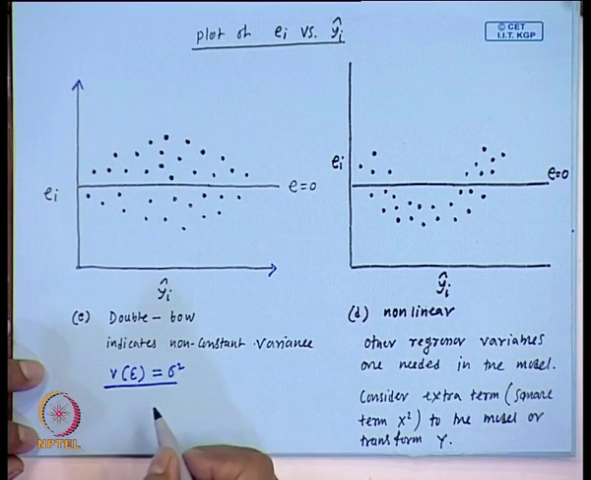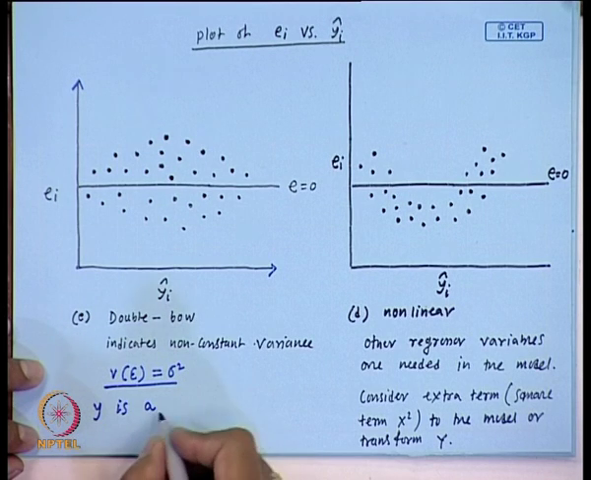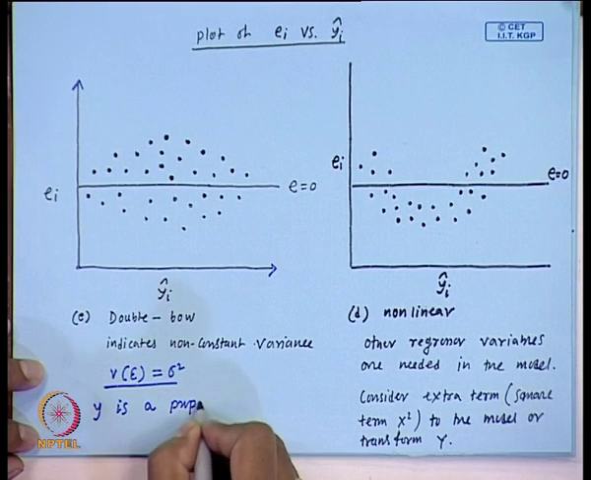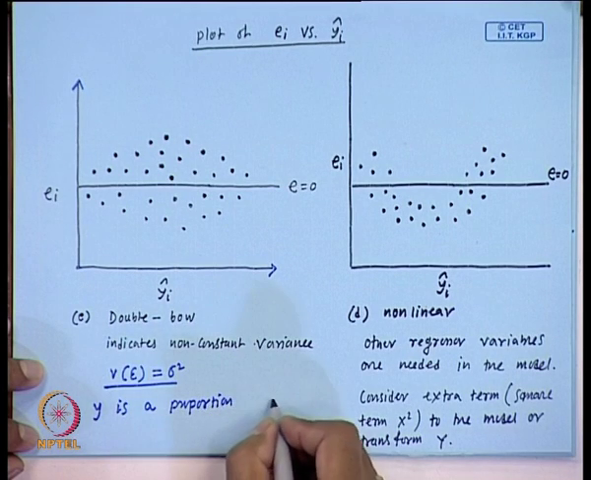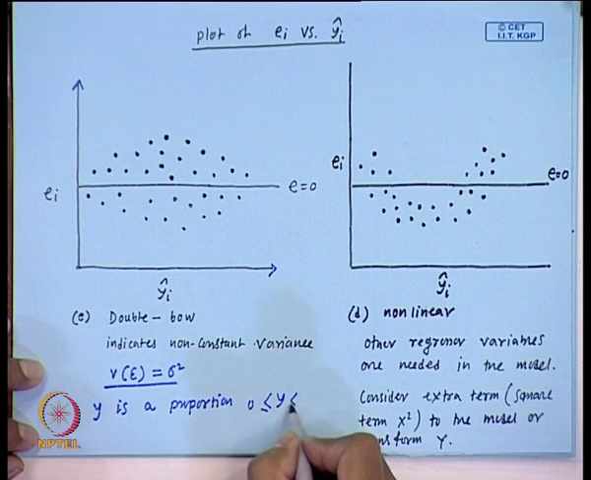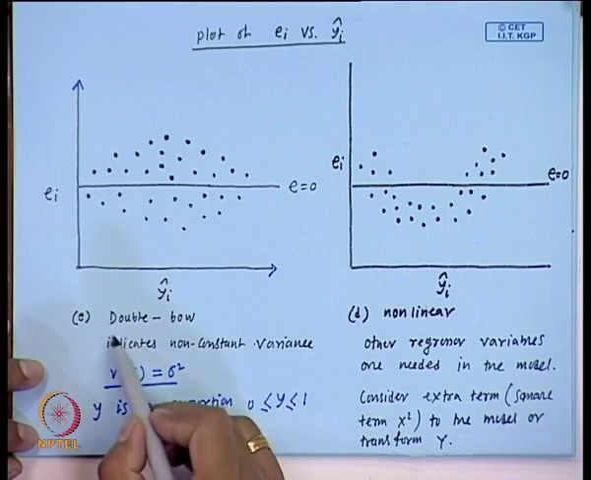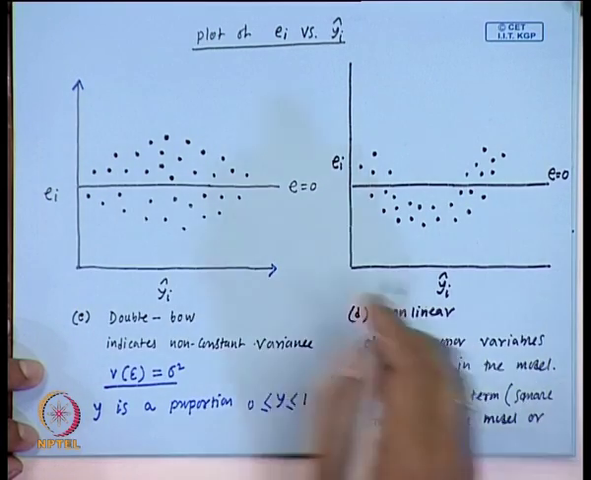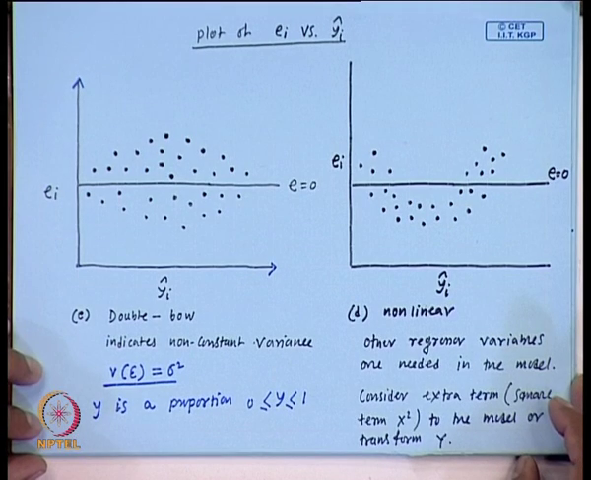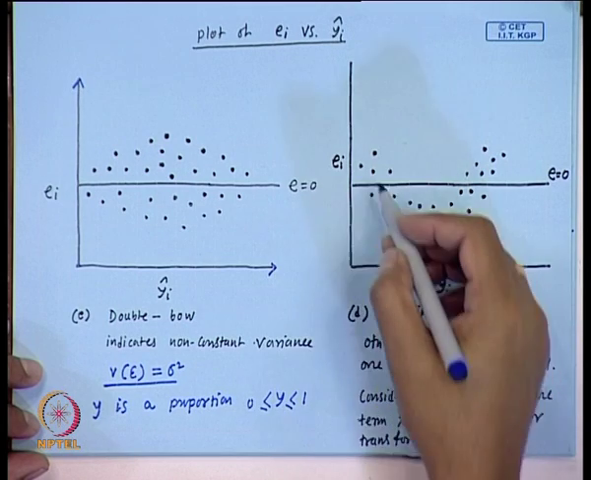Well, this type of pattern often occurs when Y is a proportion, the response variable is a proportion and Y lies between 0 and 1. Okay, so in this type of situation we often get a double bow pattern. Now, the last one is that figure D shows the nonlinear pattern.